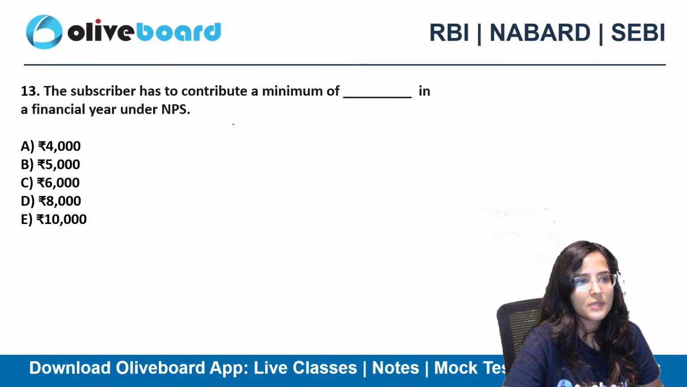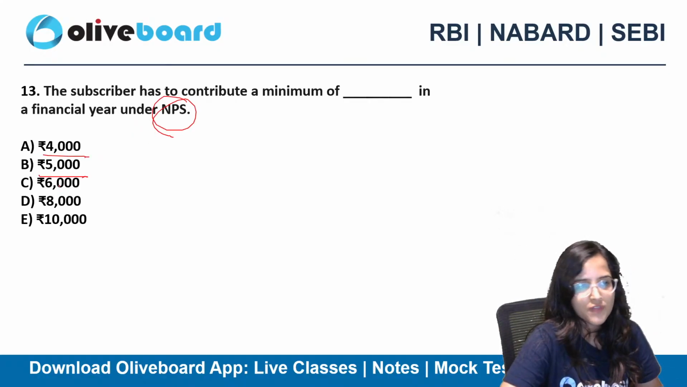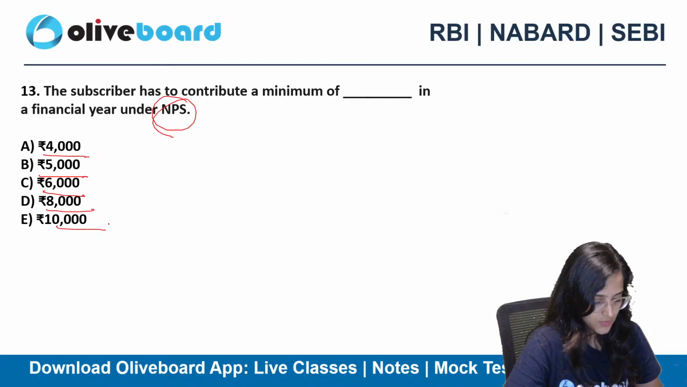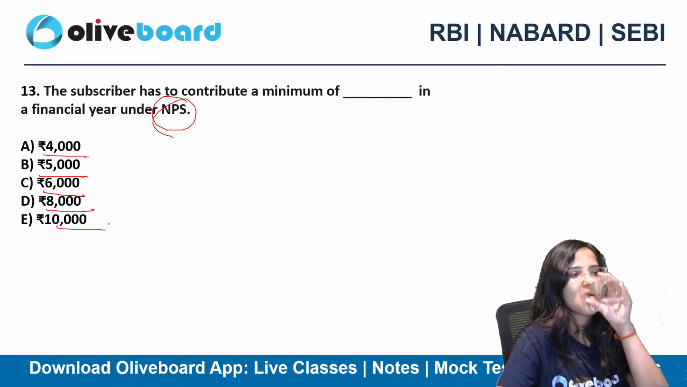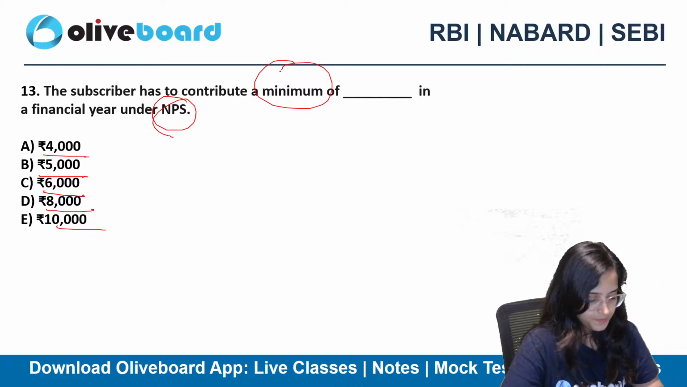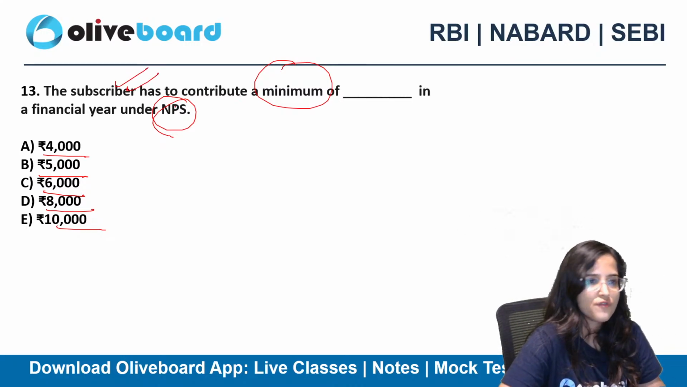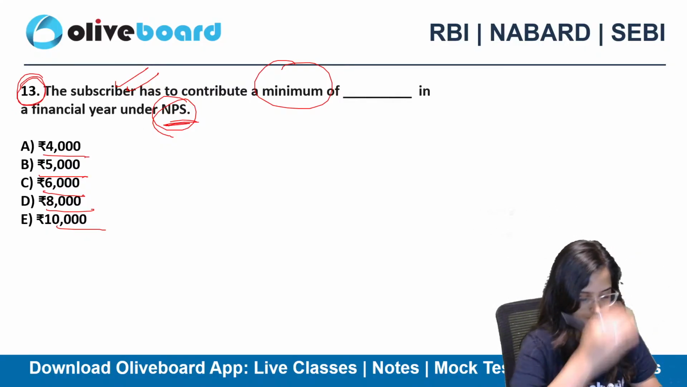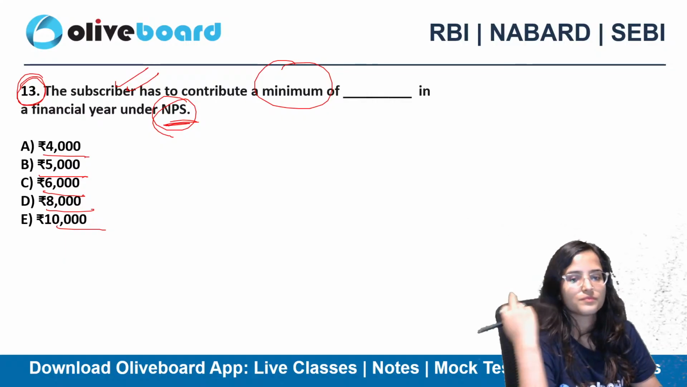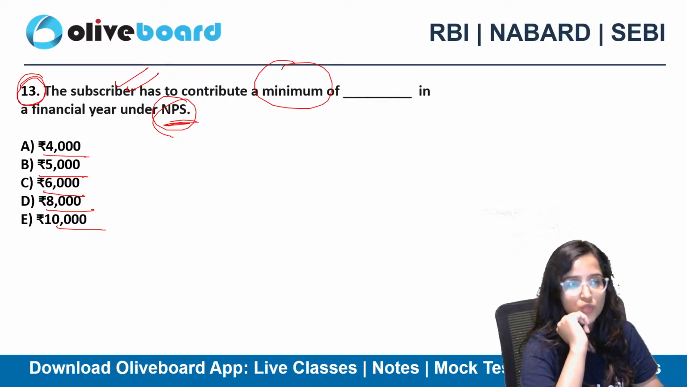10,000 per month. Fine. The subscriber has to contribute a minimum of dash in a financial year under NPS. 4,000, 5,000, 6,000, 8,000 or 10,000. Minimum contribution we are talking about here. What is the minimum contribution of a subscriber in case of NPS? 13th question. Anju, what is the answer for the 13th question?